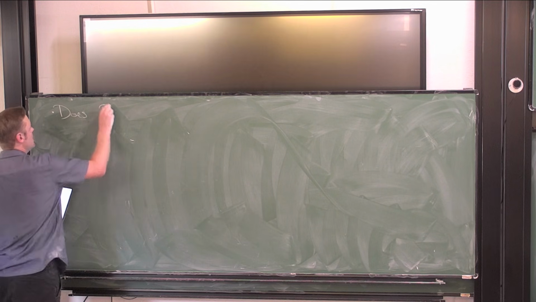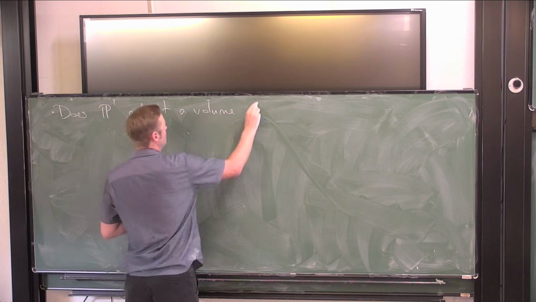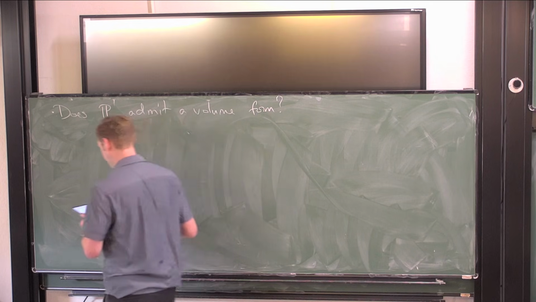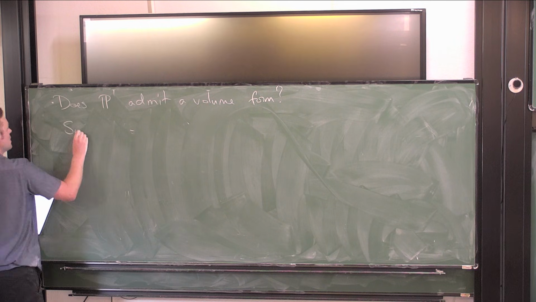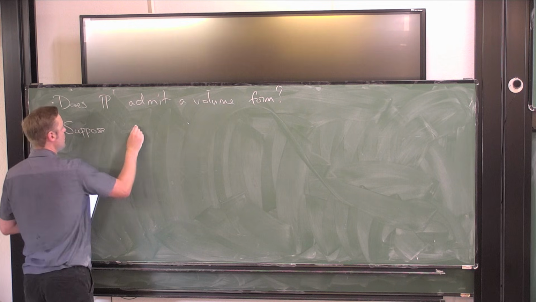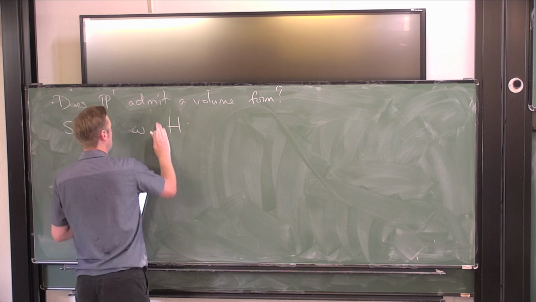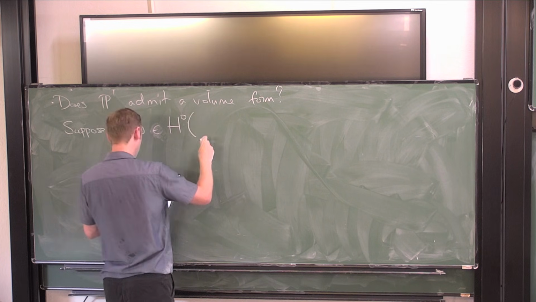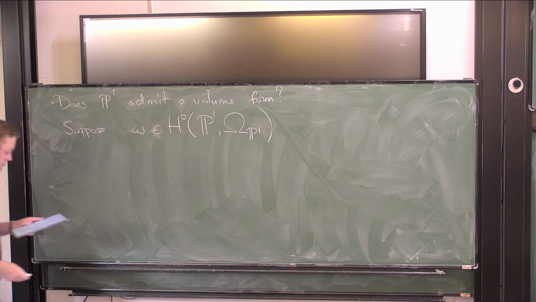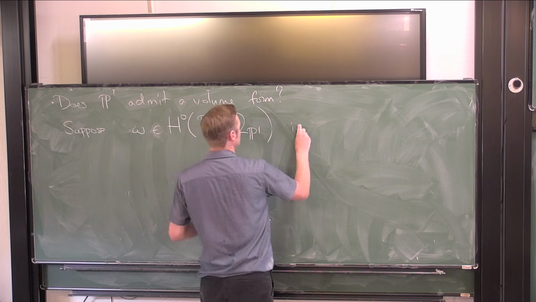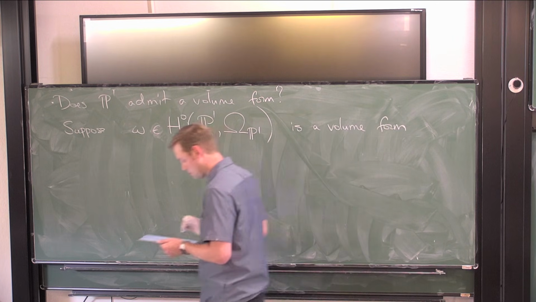So does P1 admit a volume form? Well, let's try and argue through this a little bit. Suppose I do get myself a volume form, so omega is a global section over P1 of the canonical bundle. Suppose this is a volume form. So what does that mean?